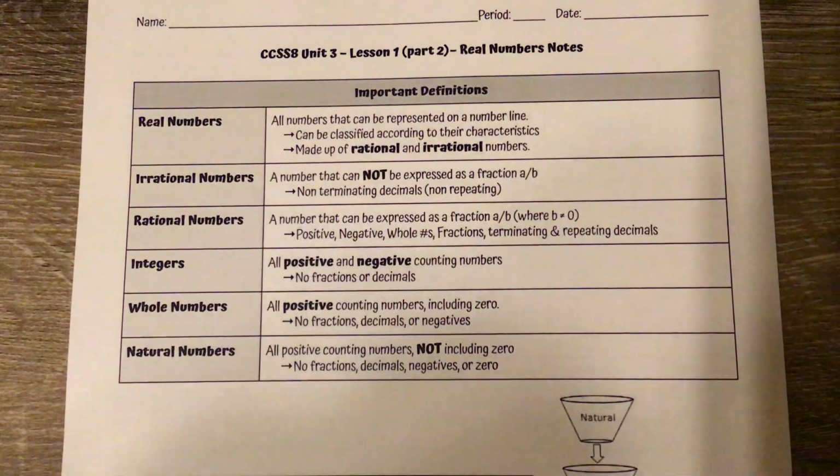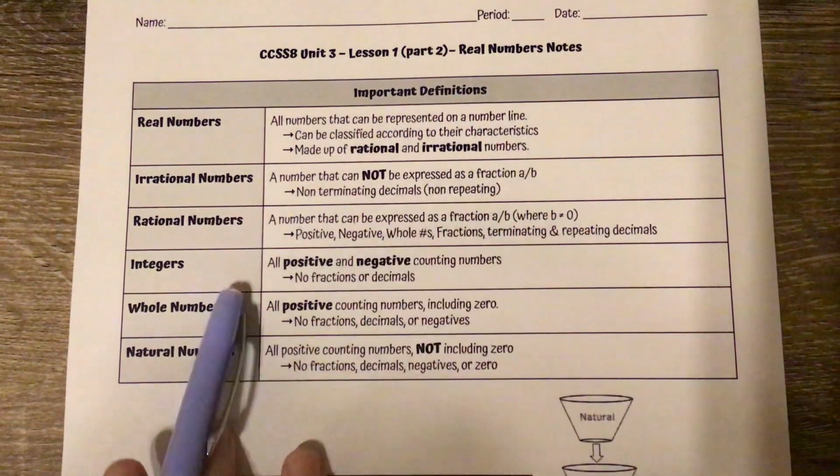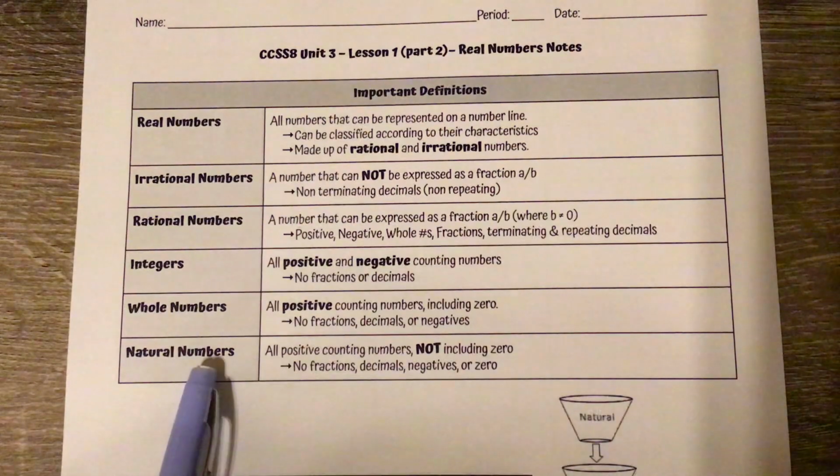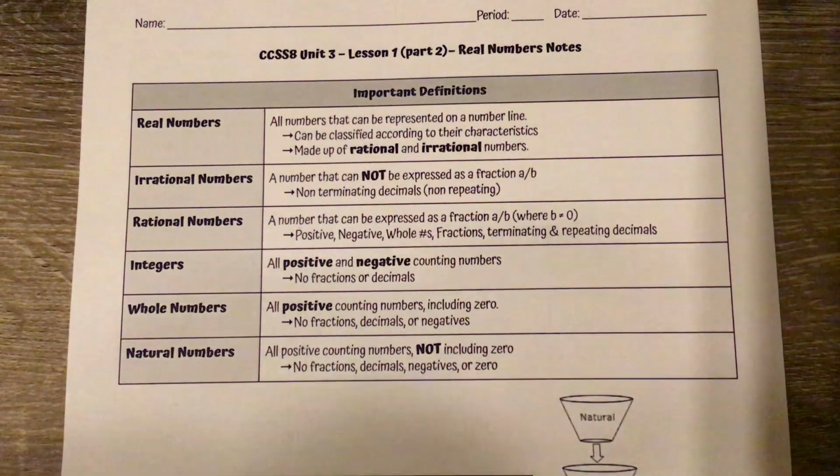All right, we are going to be looking at real numbers, the real number system. So this chart right here is going to be really helpful for you. We're looking at the different types of numbers that fall within the real number system.